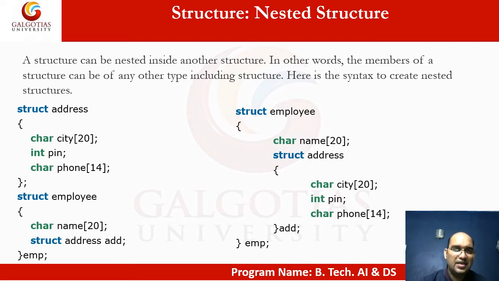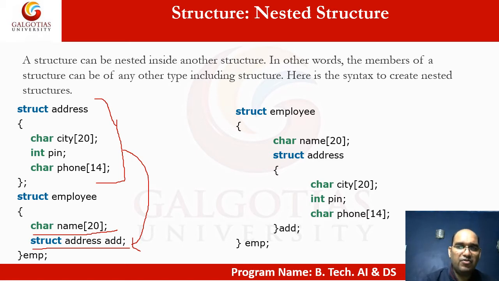Struct address. In the address you have city, you have pin, you have phone, right? And you have a structure called employee. So now we are telling 2 things here: in the struct employee we have the name, and in that struct employee I want the address of the person also. So instead of writing all the information about the address, we can use the already defined structure address in this particular structure, right? So this is one way of doing it.